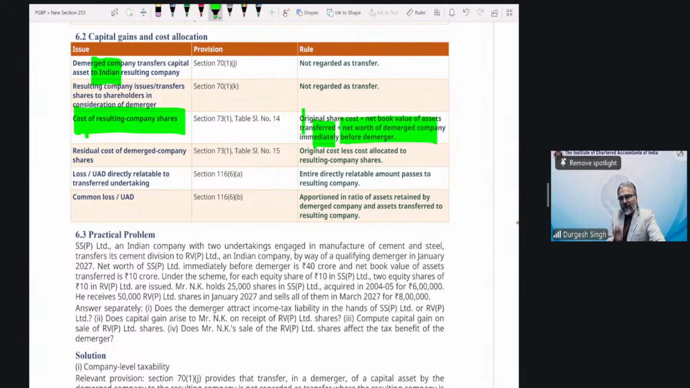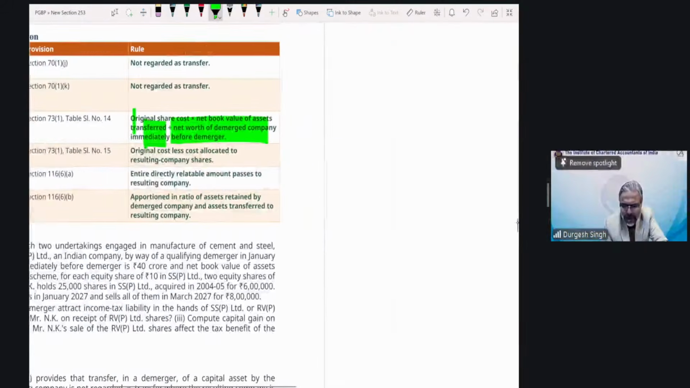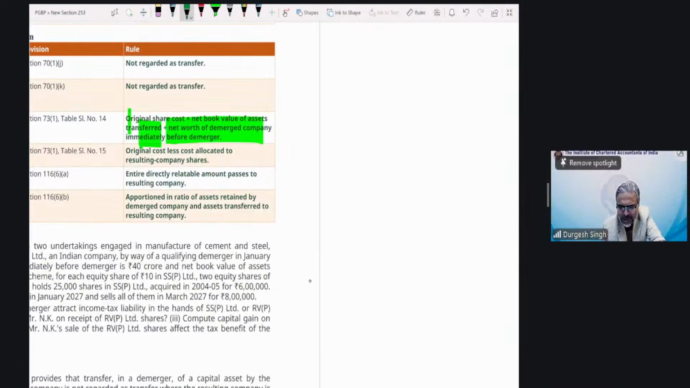The net worth is for the purpose of determining the proportion which will apply on the original cost. And what you are going to get by applying this proportion on the original cost is how much of the cost of my shares is attributable to the resulting company. That is the objective. By doing this, what exactly are you getting, students? Think logically, not just as a formula.